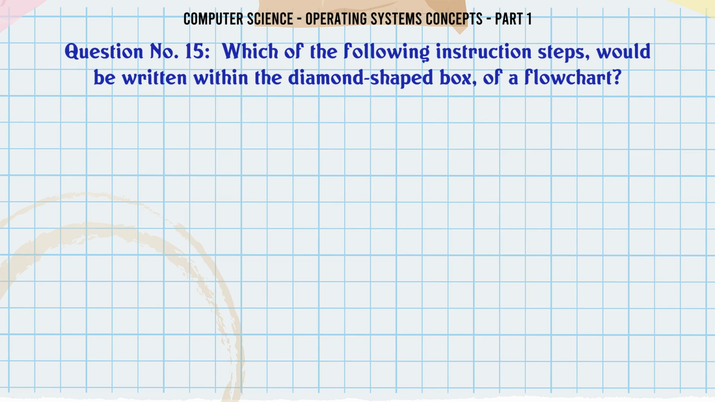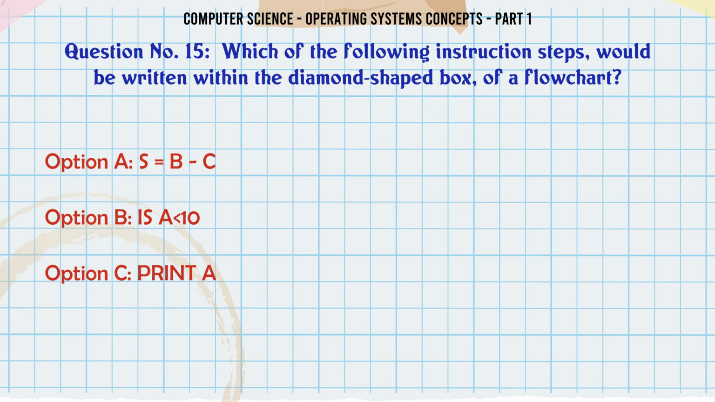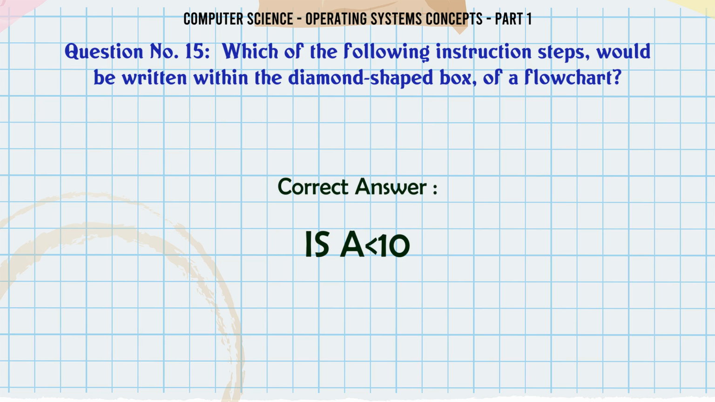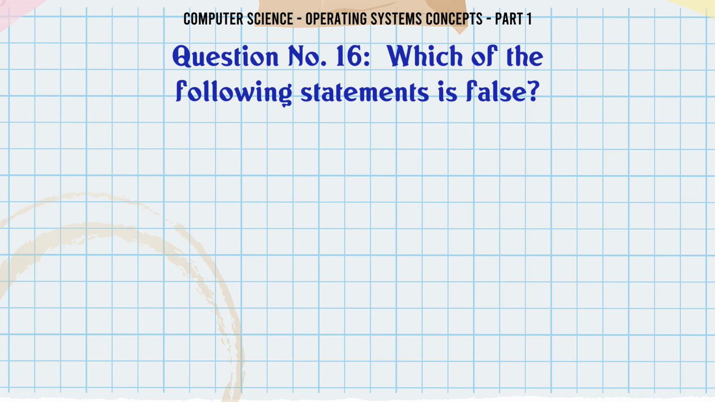Which of the following instruction steps would be written within the diamond-shaped box of a flowchart? A. S is equal to B. B. C is A greater than 10. C. Print A. D. Data X4Z. The correct answer is A greater than 10. Which of the following statements is false?